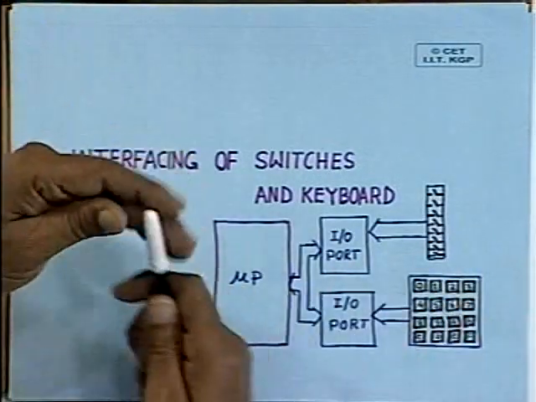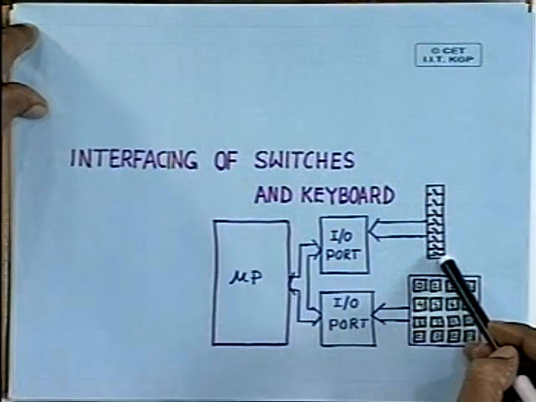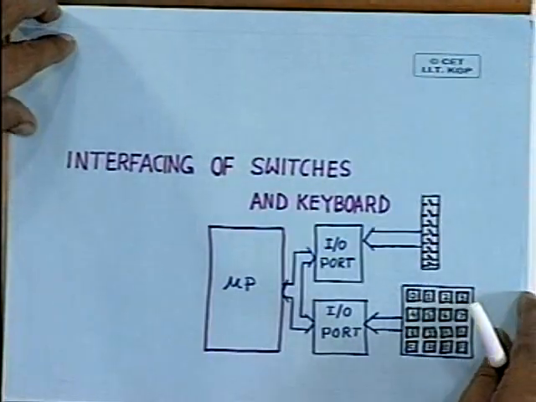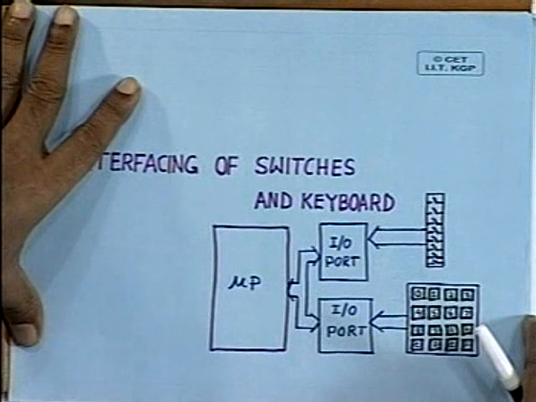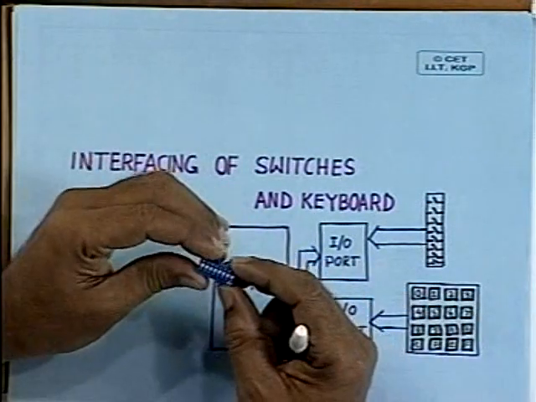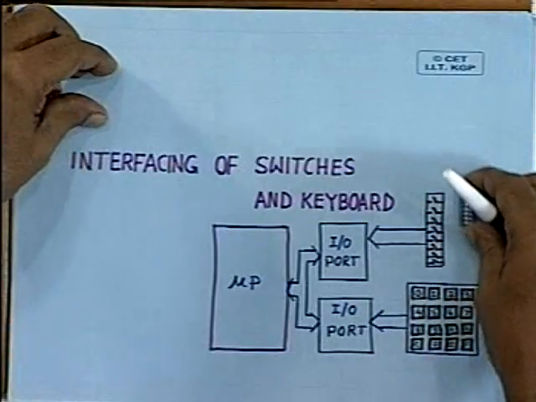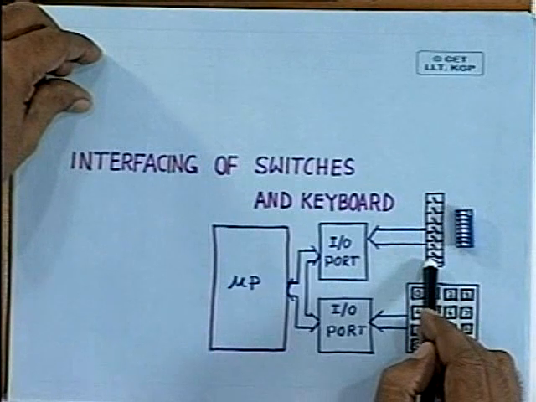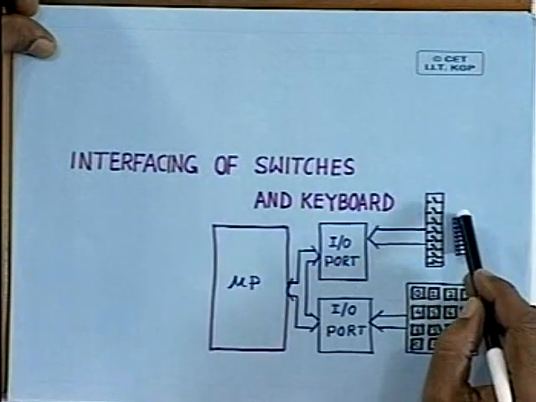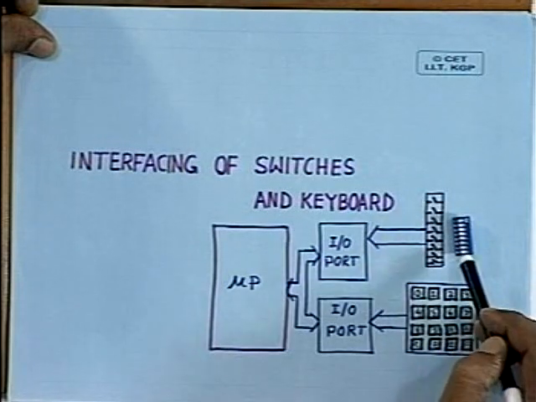You are familiar with switches, which are shown here. Switches are used to turn on a light, turn off a light. Switches are available in various shapes and sizes. But with the microprocessor, we use a very miniature form of switch like this. Here there are 8 switches. This is known as a DIP switch, dual in-line package switch.